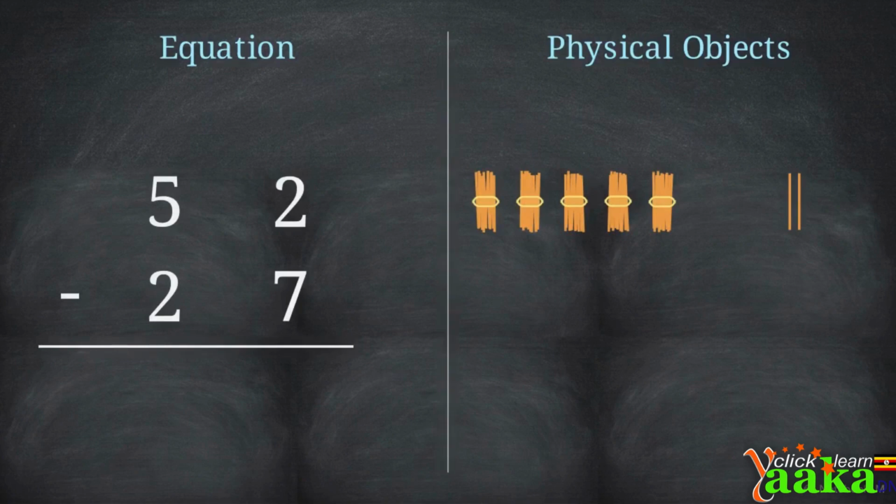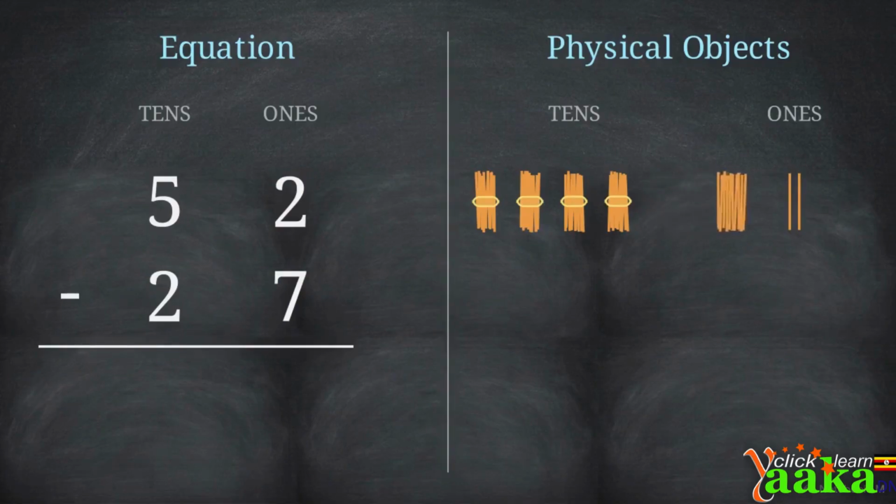On the left is our equation. On the right, 52 is represented physically by 5 bundles of 10 sticks and 2 loose ones. We need to take away 7 loose sticks, but we only have 2. To get more loose sticks, we have to look to the tens column. We take 1 bundle of 10 and untie it. Those 10 sticks slide over to join our 2 loose ones, giving us 12 loose ones in total.